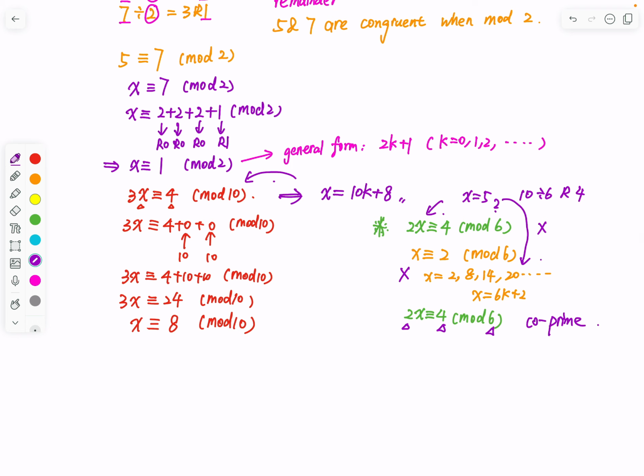So that means when I divide by 2, the mod number should also divide by 2. That means x is congruent to 2 if I mod 3. Then the correct one is x equals 3k plus 2. This is the correct general form. Okay, so it's a very important thing.